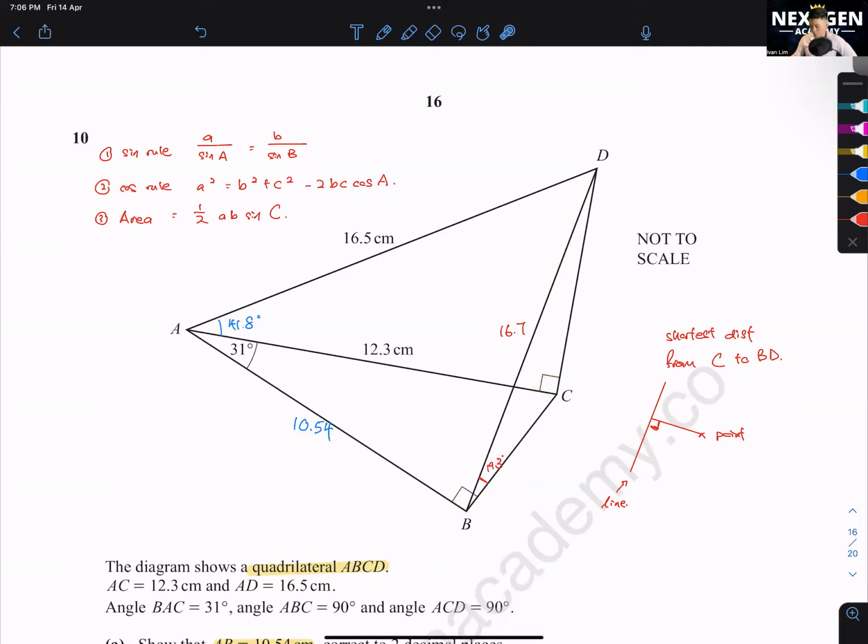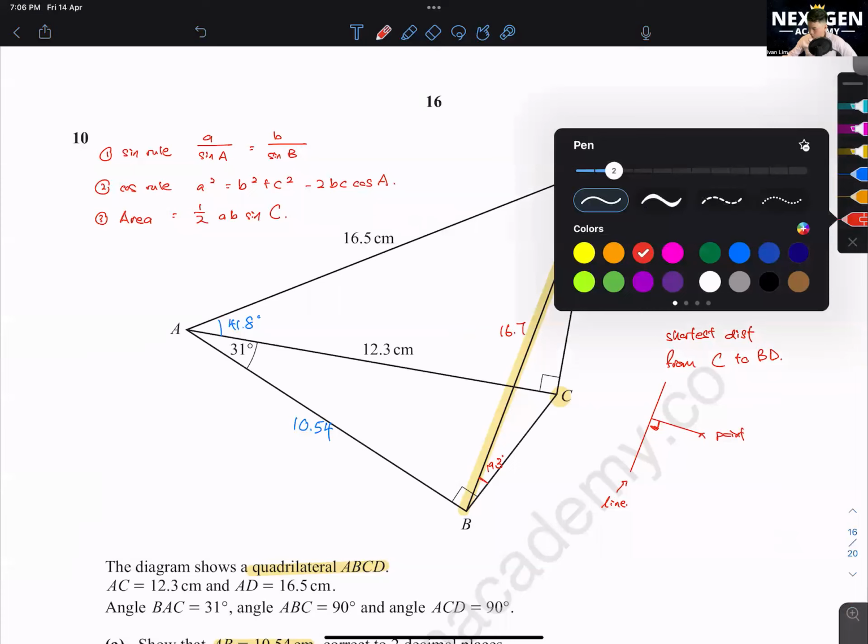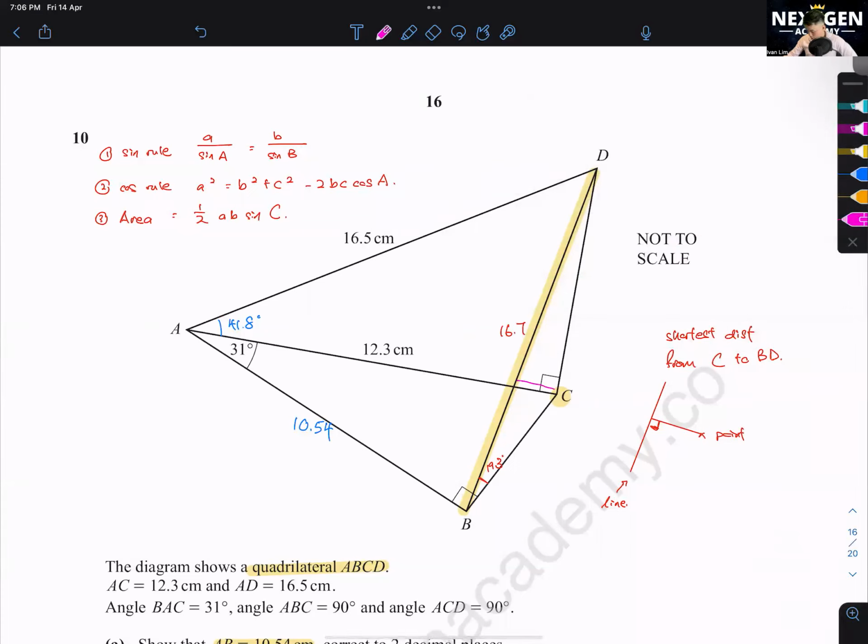Look at it properly. They say from C to BD, right? That means I'm looking at this line here and this point over here. Be careful. You see where is the 90 degrees? It's not over here at a point. The 90 degrees should be at the line here.